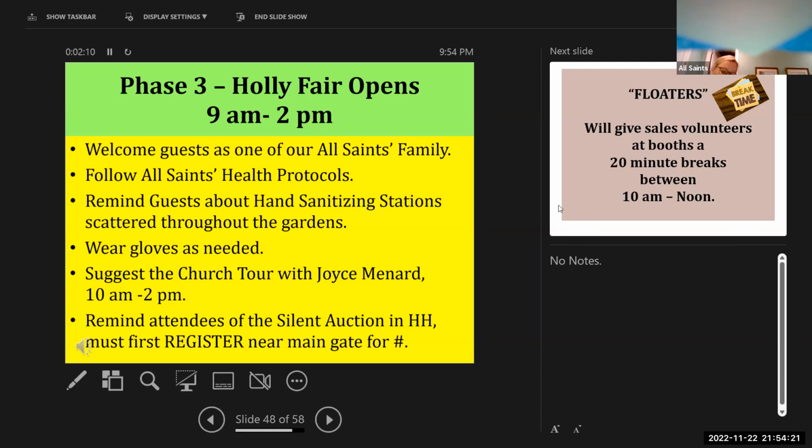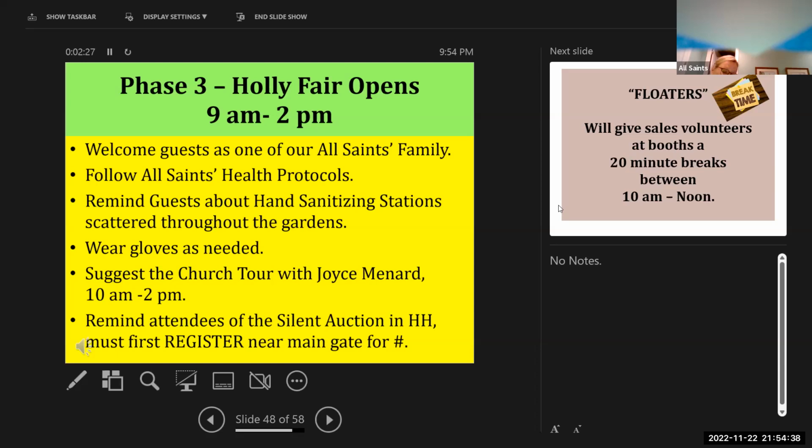You can mention the tour by Joyce. I don't know exactly what the hours are. It's on the hour, every hour. And remind them of the silent auction here in Folk Hall. But they have to first register at the front gate, by the main gate.